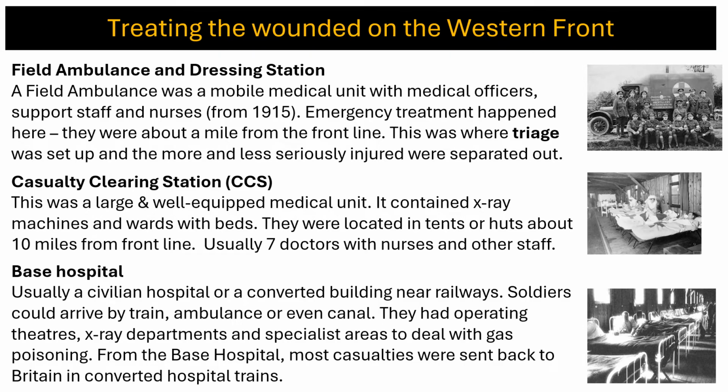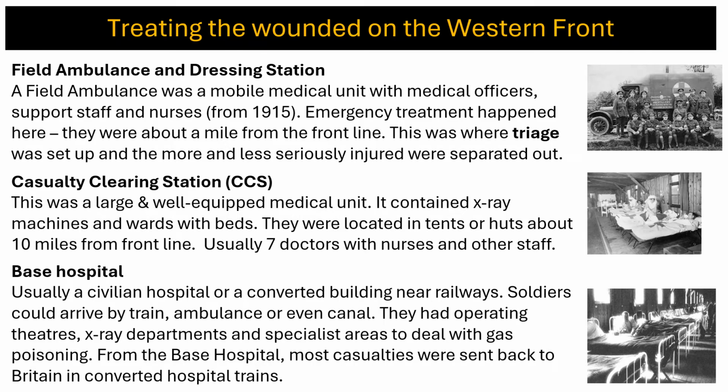From there, we have the Casualty Clearing Station, CCS. This was a large and well-equipped medical unit. It contained X-ray machines and wards with beds. They were located in tents or huts about 10 miles from the front line. It usually had 7 doctors with nurses and other staff.